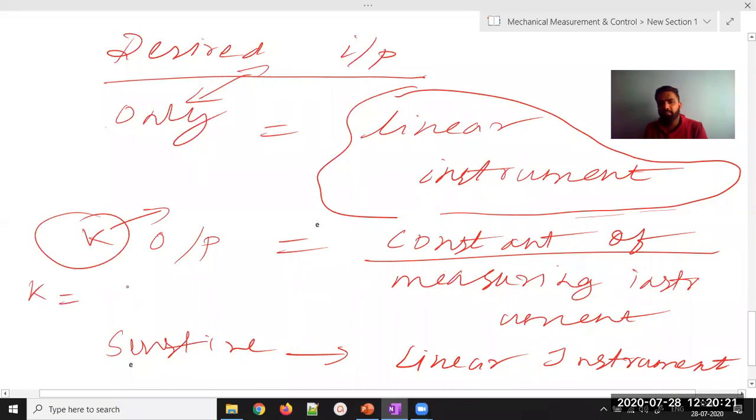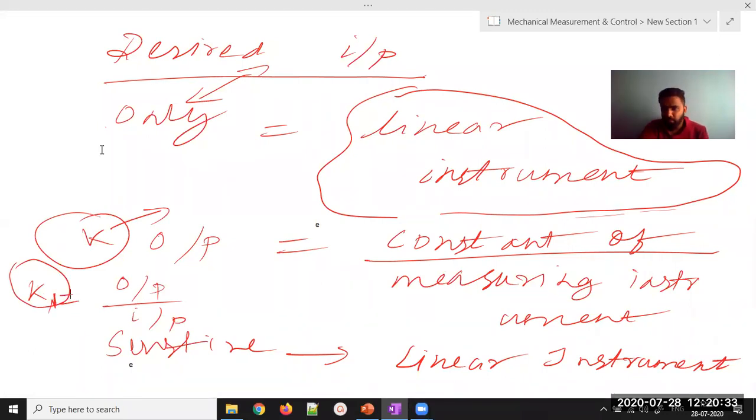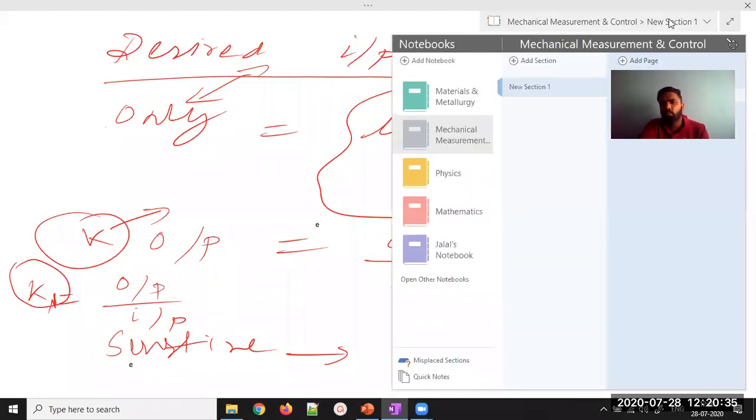Sensitivity was the change in output to change in input, and this was always constant for a given instrument. I hope you understood. Can we proceed? You'll get to know these topics in more detail once we proceed. Is it okay till now? Have you understood something about desired input, everyone?